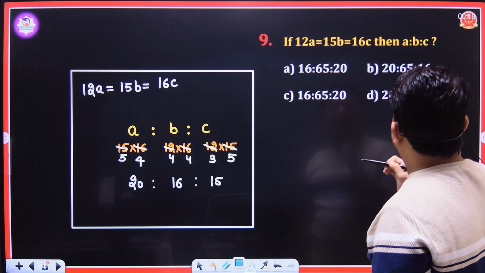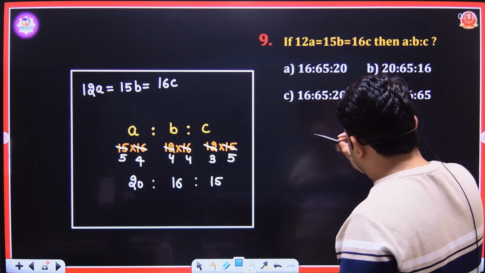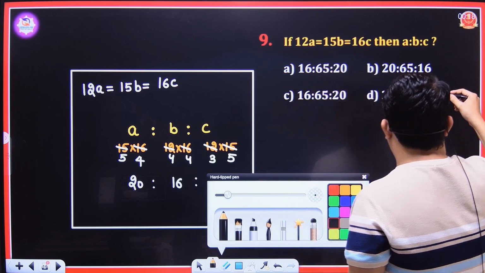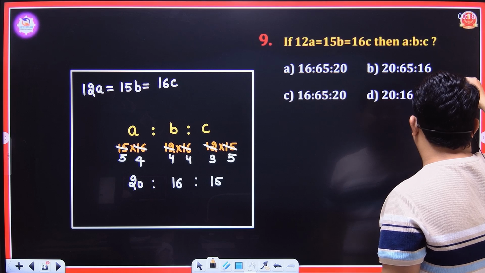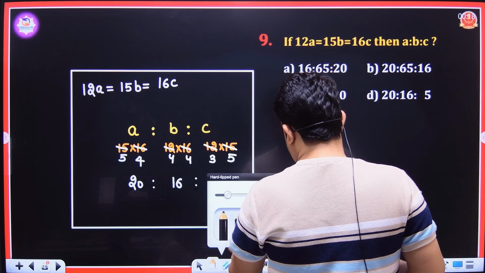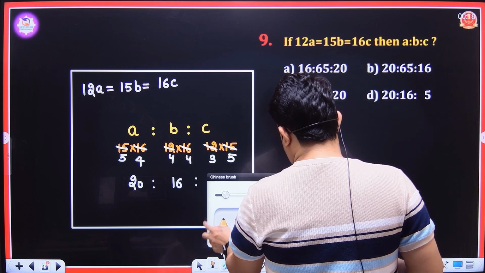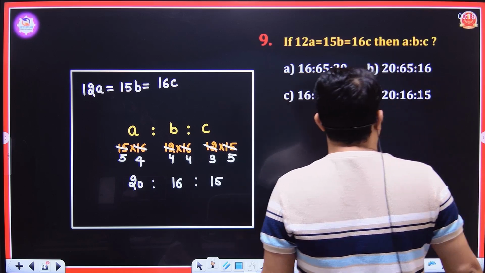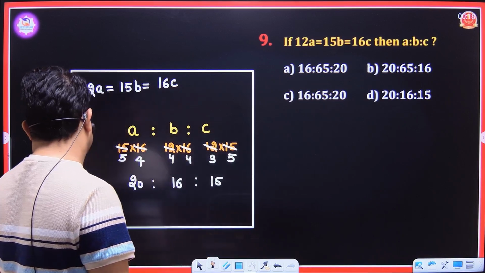20 ratio 16 ratio 15 is not in the option. It means our content developer has done something miraculous. Here it is 15. 20 ratio 16 ratio 15. Next.